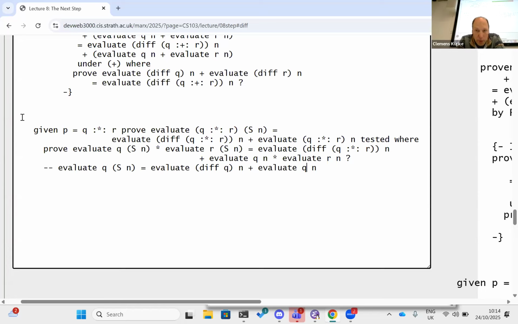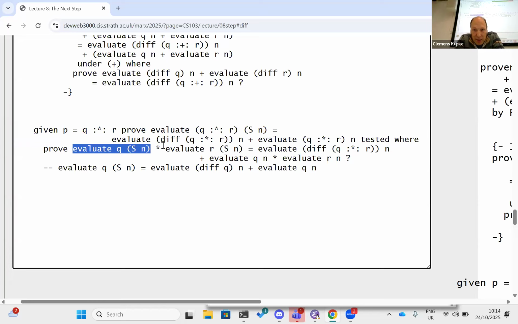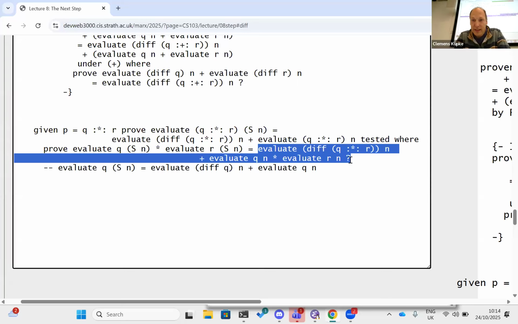Okay, so what do we have to prove? We have to prove that the evaluation of this thing equals exactly this. We tested this and arrived at the following. Evaluate Q of S of n times evaluate R of S of n. So the times from the formula became the actual times via the computation, and this is equal to whatever is on the right-hand side here. So how could we continue now is the question.